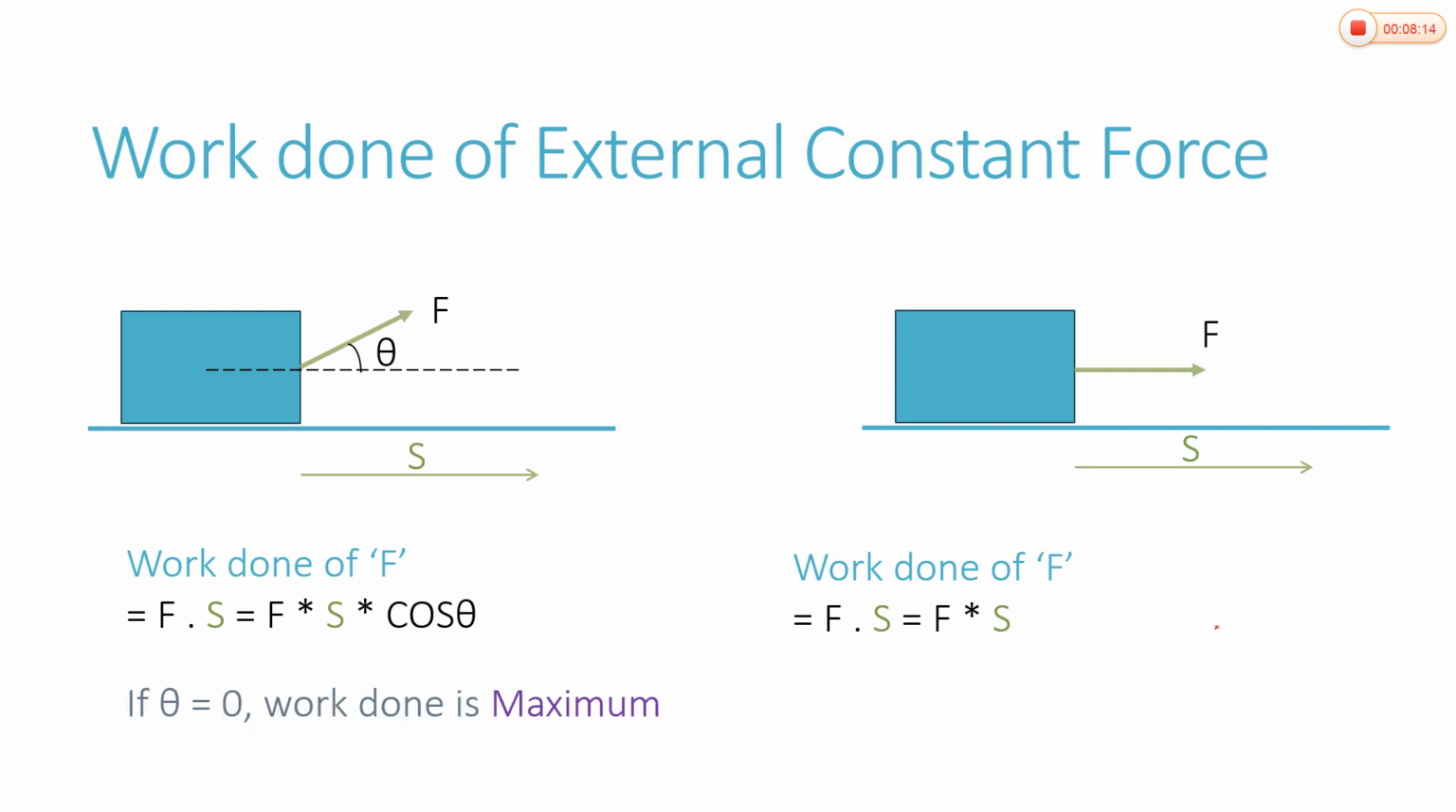Now the important concept we need to remember is, if the value of theta is 0, then we get the maximum work done of the external force. And if the external force is acting 90 degree to the displacement, it is not possible to displace the object by applying a 90 degree force. So if that angle is 90 degree, cosine 90 becomes 0, and the work done of an external force which is acting 90 degree to the displacement, we consider as 0.